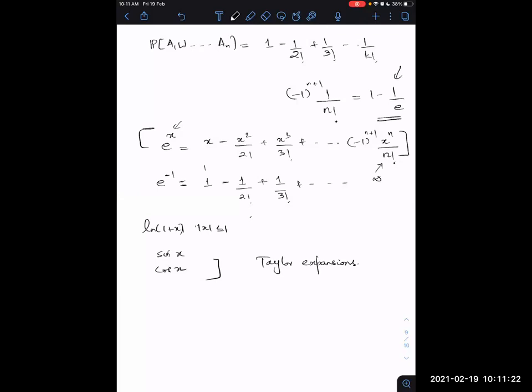And that's the point that I'm trying to state here. So the probability is not dropping to zero when n, the number of cards, increases, and it's dropping to 1 minus 1 over e.